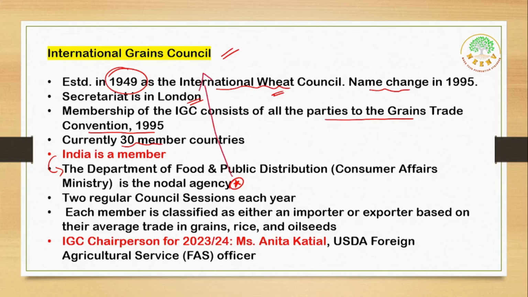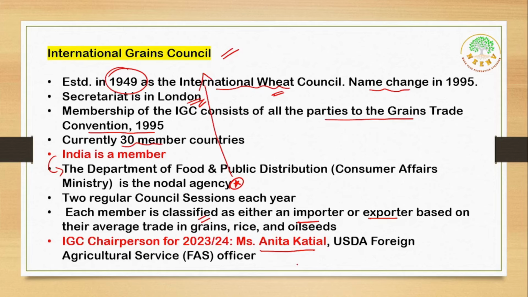And they have two regular sessions every year, whether it can be in London or it can be in the nation of any member country who invites them. And the International Grains Council will classify each member as either importer or exporter based on how much trade they have in grains, rice, oilseeds, etc. The current chairperson of this International Grains Council is Miss Anita Katyal.